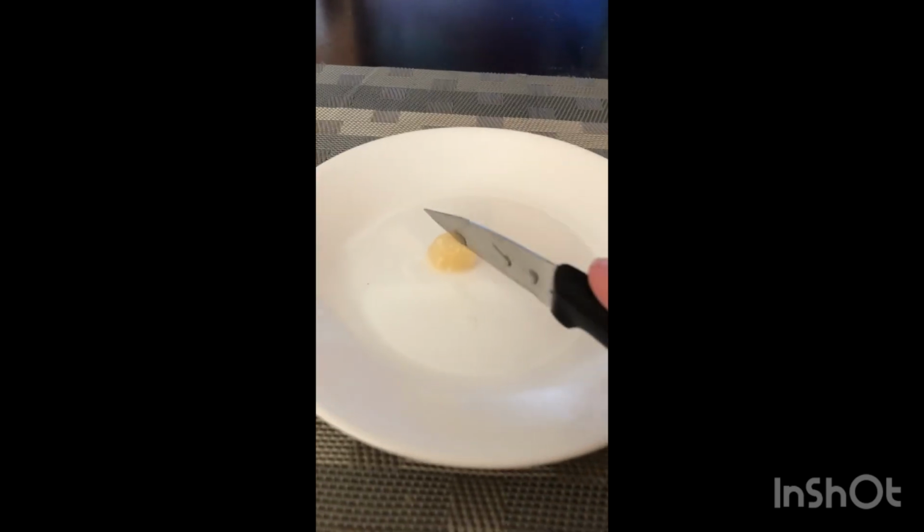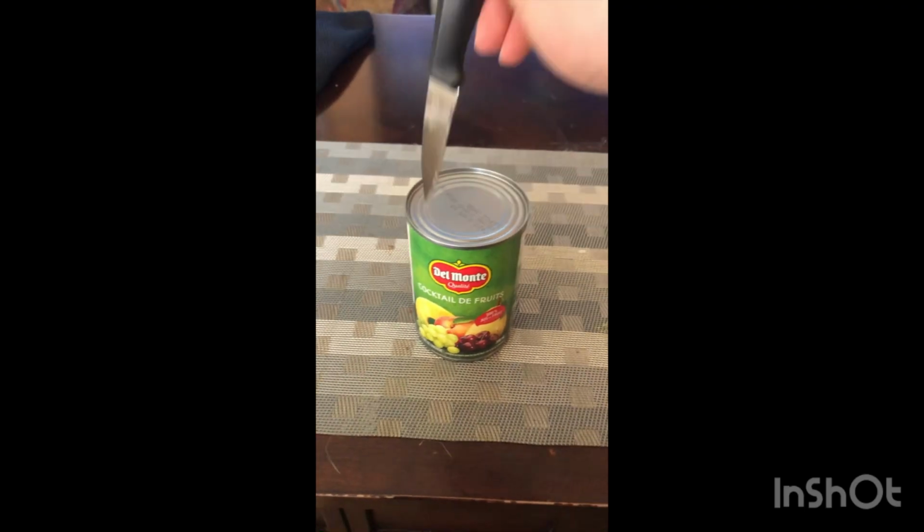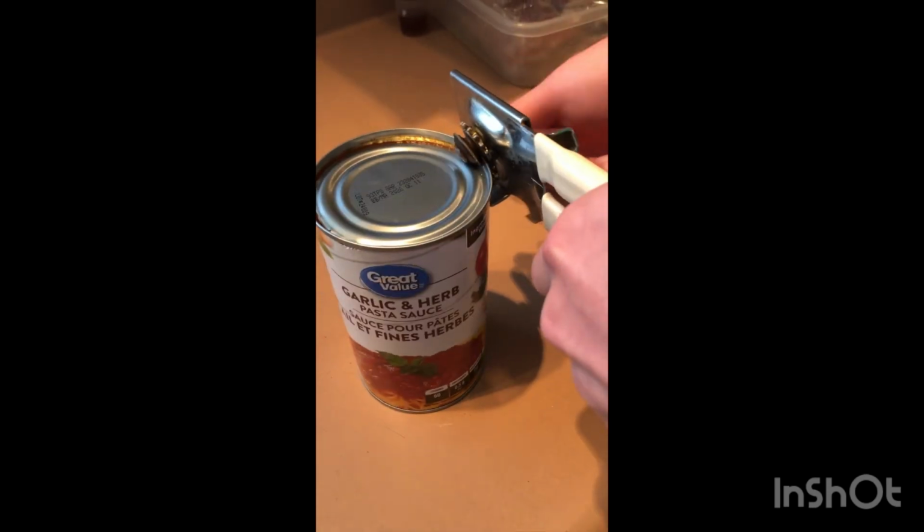A knife is an example of a wedge. It is two inclined planes stuck together to make a wedge that cuts things using force. The force is applied to the thick end of the wedge, which then applies the force to the bottom of the wedge. Have you ever tried opening up a can with a knife, but it never works? Well, you should try a can opener.